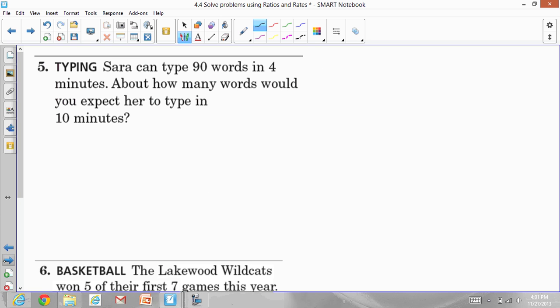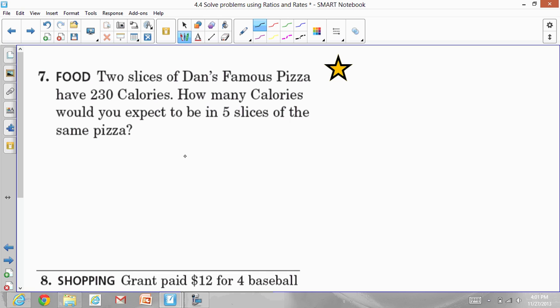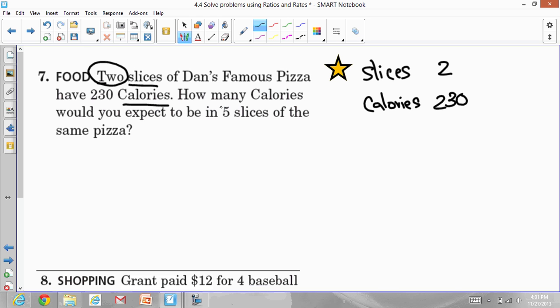Focus on Two slices of Dan's famous pizza have 230 calories. So the two information you're comparing in this case is slices and calories. So slices and calories. One tricky thing is the word slices has the number 2, but the number 2 is not written in the form of a number, but it is written as TWO. So you got to focus on these little key information given. Two slices have 230 calories. How many calories would you expect to be in 5 slices?